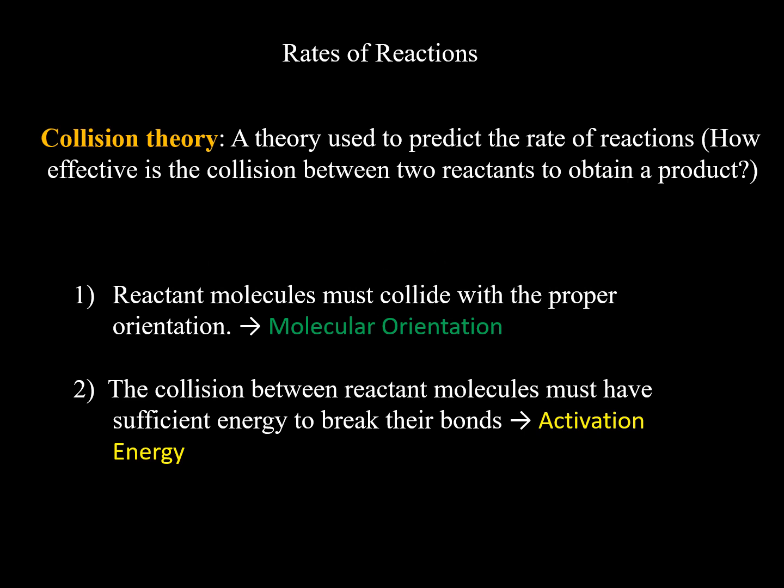So we're going to talk about some of the factors that govern a reaction rate. We're going to talk about shifts in equilibrium to the left, to the right. But let's start with the collision theory. It's a theory used to predict the rates of reactions, how effective they are, and it has two factors, the molecular orientation and the activation energy. We'll briefly talk about these two on the next slides.